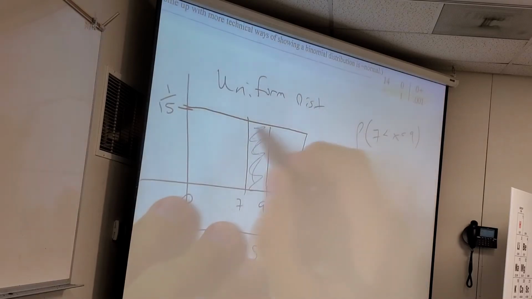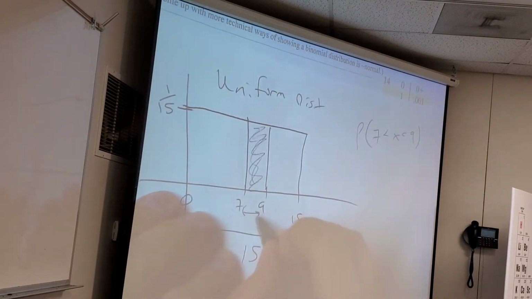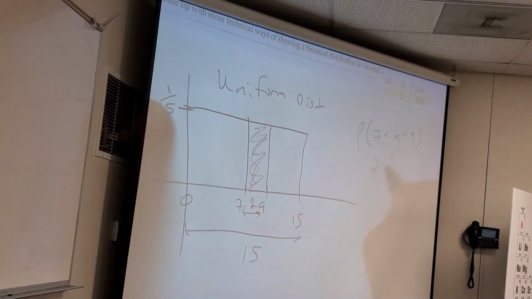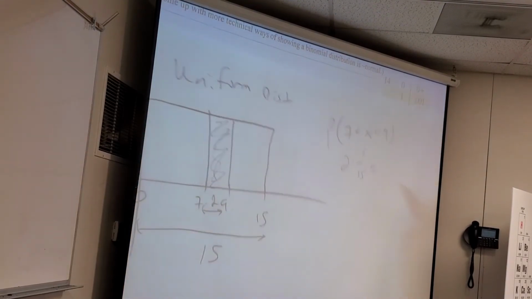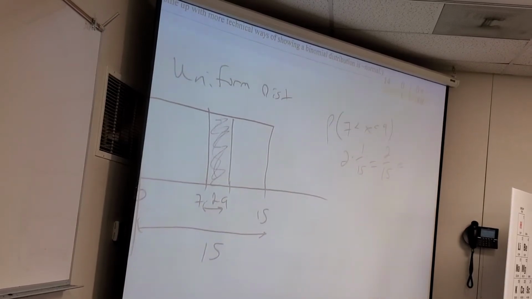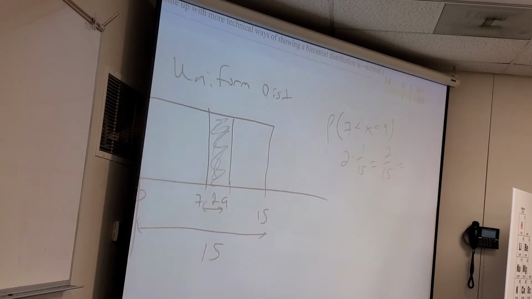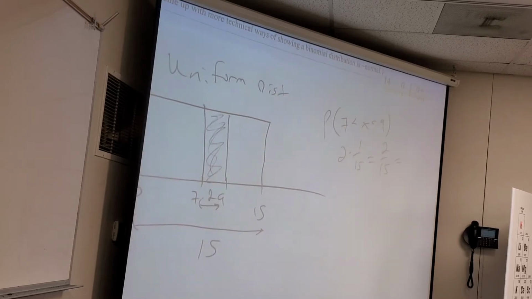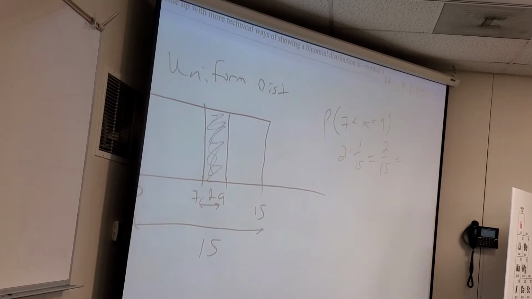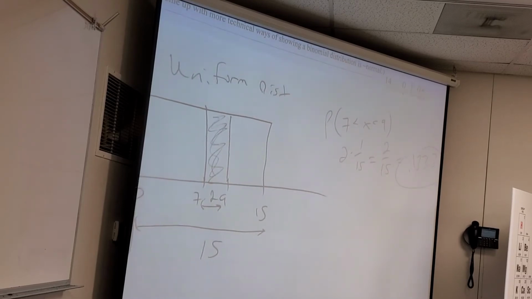So what is the area of this rectangle? How wide is it? 2. How tall is it? 1/15. So it'll be 2 times 1 over 15. And then whatever that is. 0.13 something? What is it? 0.1333. That's pretty good. All right.